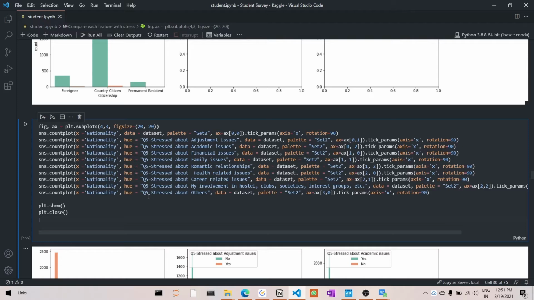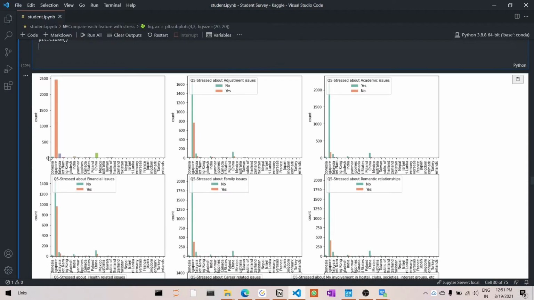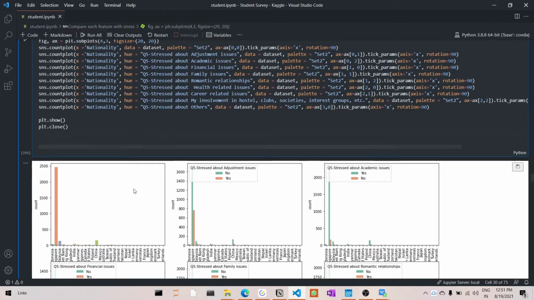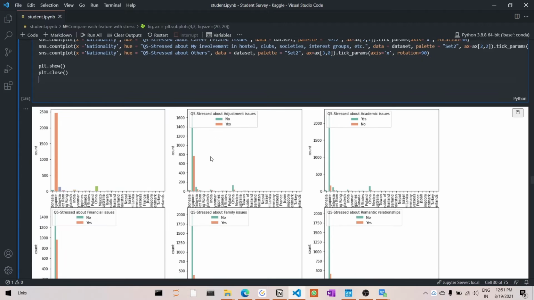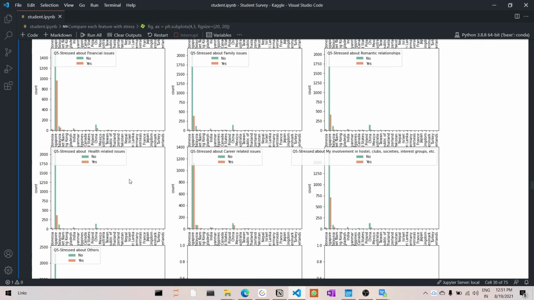So the next feature that we are going to compare with the stress is nationality. So we have different types of nationality. We can see Singapore is the highest in count. Since most of the data is on Singapore, you can see the count of stress about the adjustment is high in Singapore. Then the same goes for career related. Then there is a stress about involvement in hostel, club, society. So you can see the impact of nationality on various stress.